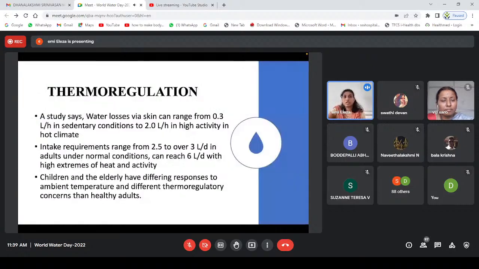Thermoregulation. A study says water loss via skin can range from 0.3 liter per hour in sedentary condition to 2 liter per hour in activity in hot climate. Intakes range from 2.5 to over 3 liters in adults under normal condition, which can reach 6 liter per day with high extremes of heat and activity. Children and elderly have different response to ambient temperature and different thermoregulatory concerns than healthy adults.